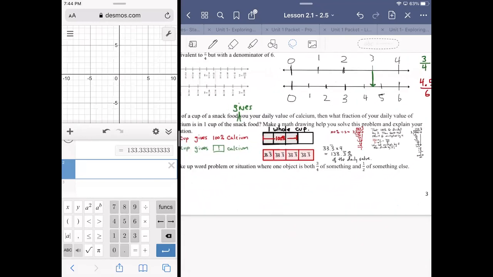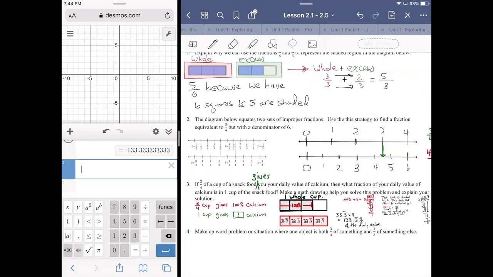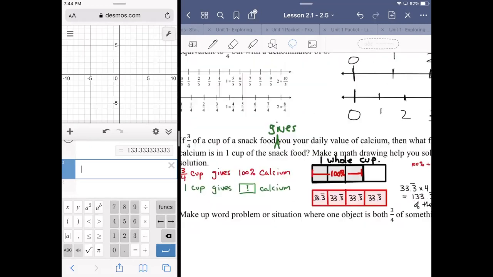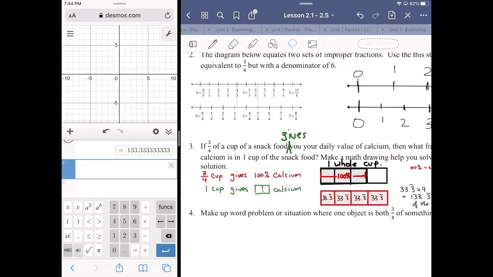The last example on this page: make up a word problem or situation where one object is both 3/4 of something and 1/2 of something else. Well, it's kind of along the same lines of the last example. It's pretty straightforward where you would say, my age is 3/4 of Tommy's age, but half of grandpa's age. So that's a possibility. So I can say, actually, I'm going to do that.